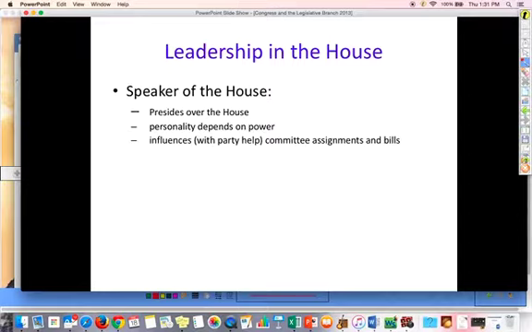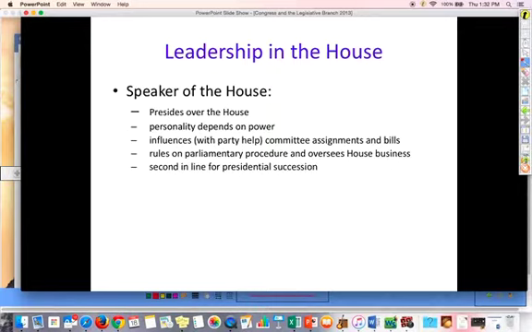What the Speaker does is he helps with the party. He helps guide the majority party. He gives committee assignments to all people in Congress and the majority party, and he helps get bills through Congress. He will rule, or she will rule, on any parliamentary procedure. They oversee House business, and a constitutional fact, they are second in line for presidential succession.